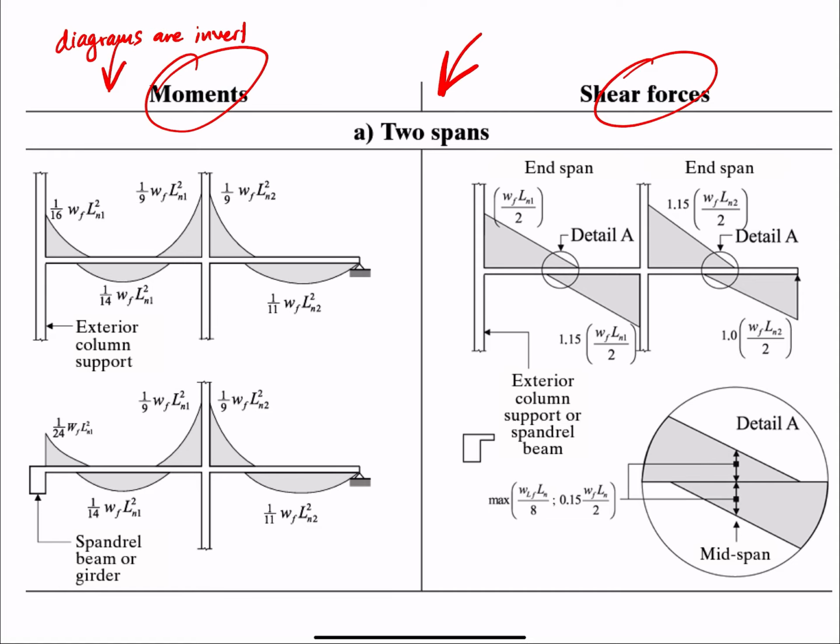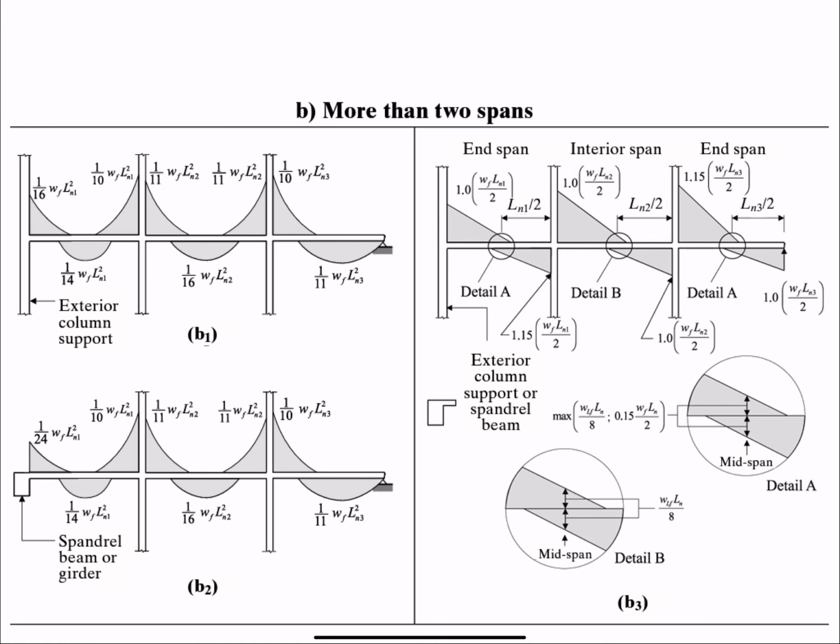Now this is for two span structures. And if you have more than two spans, you can use these diagrams. Take a look at where you are in your structure, and then that's how you could identify what the moments and shear forces are. These moments and shears are in terms of the factored load and the clear span of your structures. Clear span is this dimension. This is the clear span that we refer to in this table.